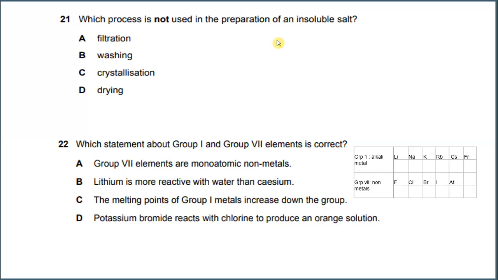Question number 21. Which process is not used in the preparation of an insoluble salt? The answer for this will be C, which is crystallization.